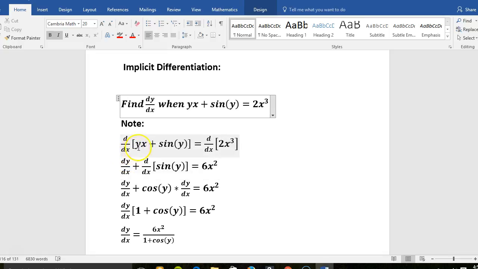Now, here's what we do. It's still true. The derivative of the sum is the sum of the derivatives. That's still true. All my basic rules are still true. But I've got to do the chain rule on this guy.